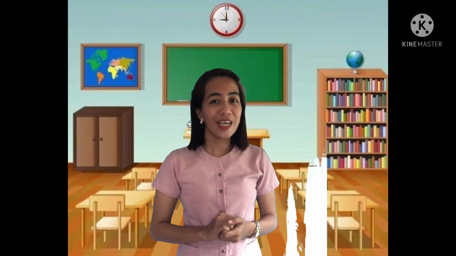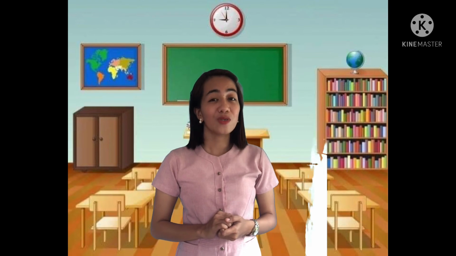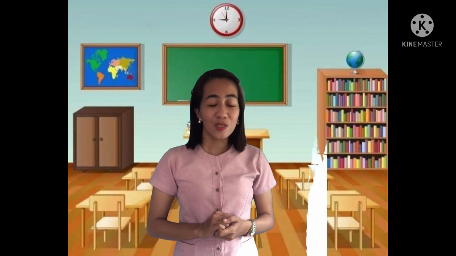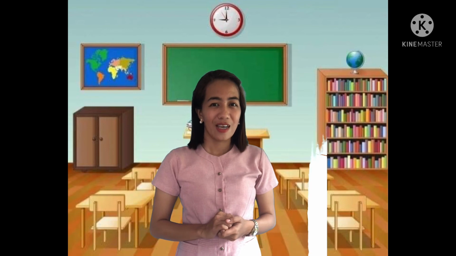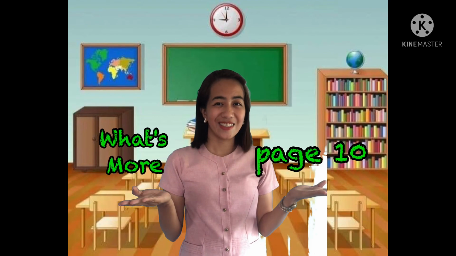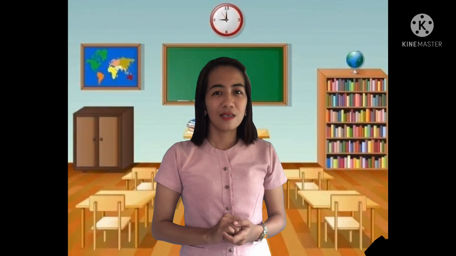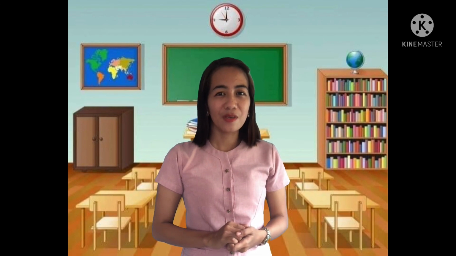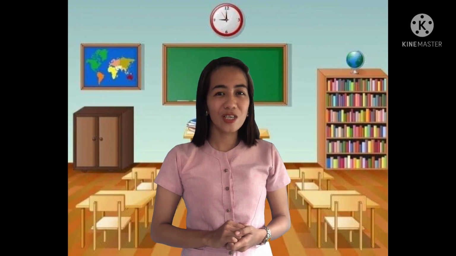Now, to fully understand the lessons, I will let you go through an activity which you're going to enjoy. Please open your module in week 5 and look for the What's More activity on page 10. In this activity, you will find the mean, median, and mode of a given set of data. Write your answer on one whole sheet of paper and I will give you 15 seconds to answer each measure of central tendency. Let's start!